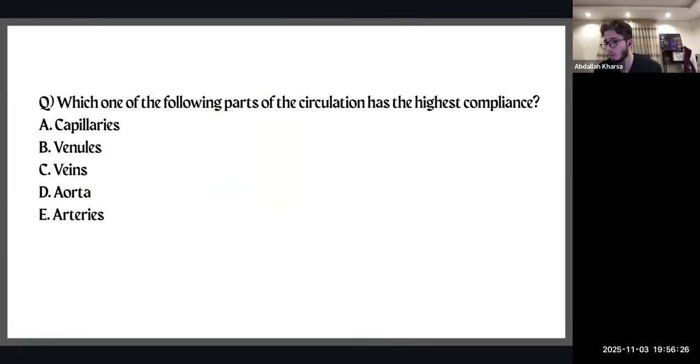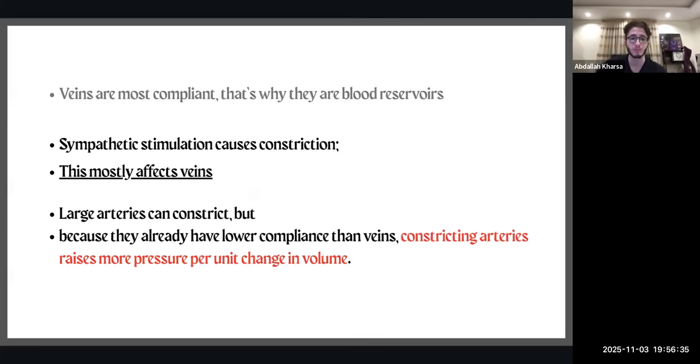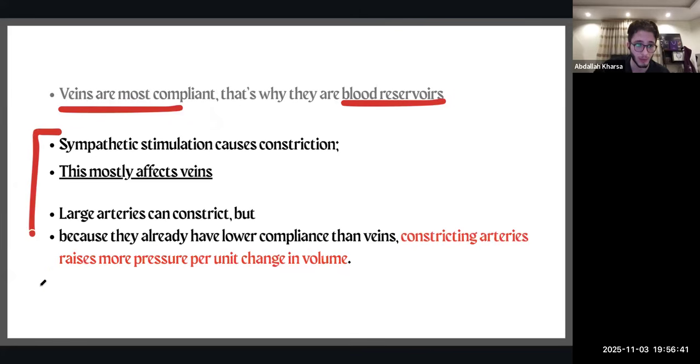Can someone answer this question? We're repeating the same concepts because everything here is connected. Has the highest compliance. Perfect. We said veins are most compliant. That's why they're blood reservoirs. Now we have a completely different concept. Right?